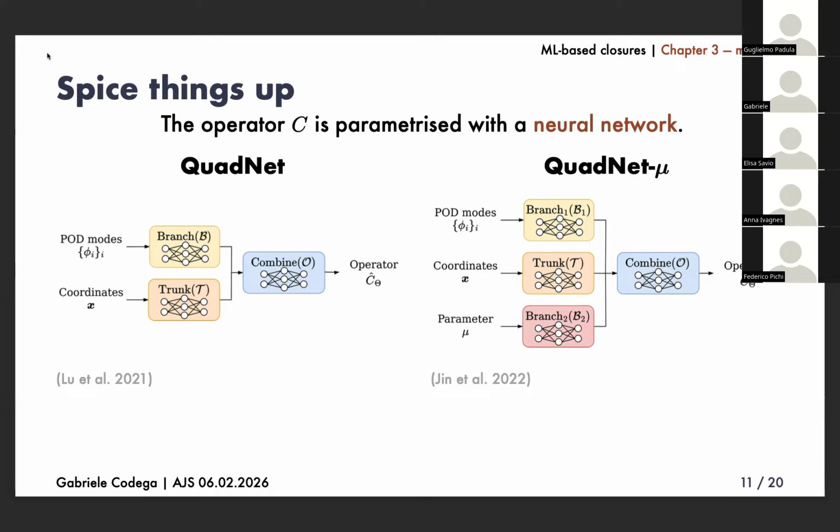So for the DiPoNet case, you have just coordinates X as input and the POD modes as input. The rationale here is that you want your quadratic operator to represent, quote unquote, the interactions between your POD modes. So it makes sense that you feed POD modes to the network in order for it to understand their intrinsic relationships and give you the best operator, right?